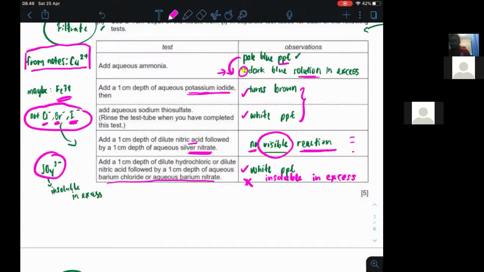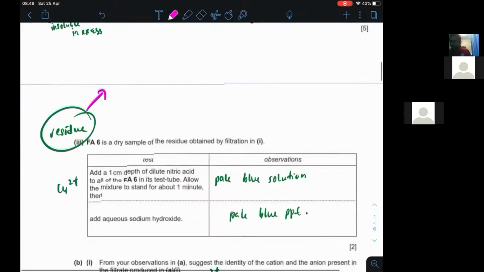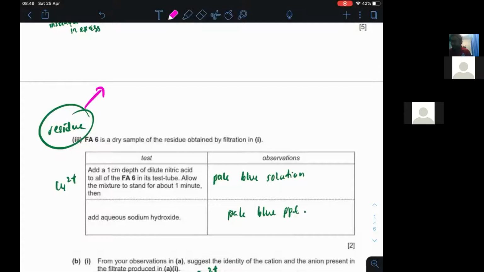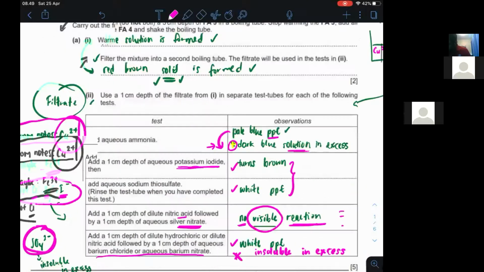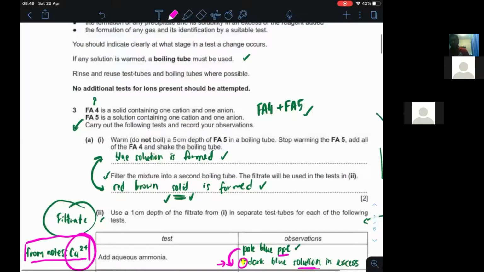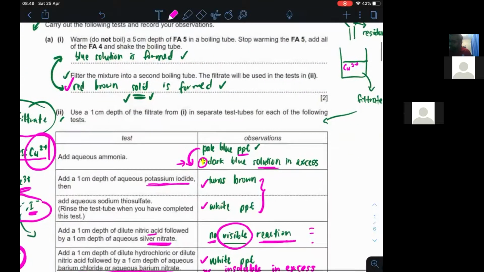So I have identified the possibilities over here. I know the filtrate might have copper 2 plus, and I know that it might have sulfate as well: copper 2 plus and sulfate. So next step, we are looking at the residue. Do remember the residue is going to be a brown residue. They didn't mention it, but here you know that it's actually a red brown solid. And when you do the filtration, you saw that this is going to be a brown residue also.